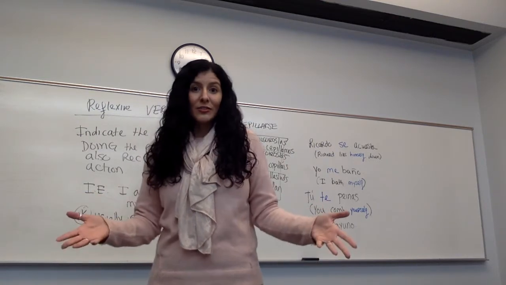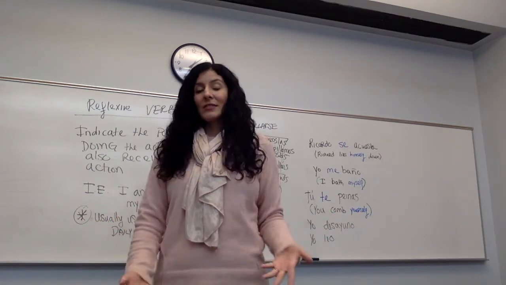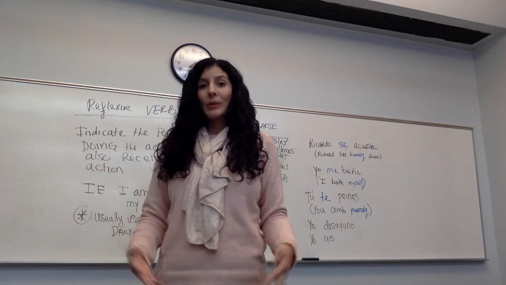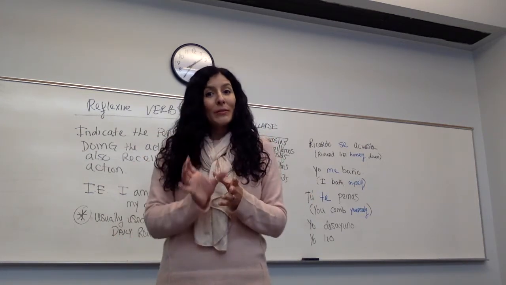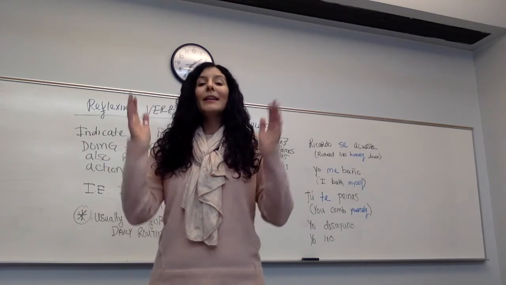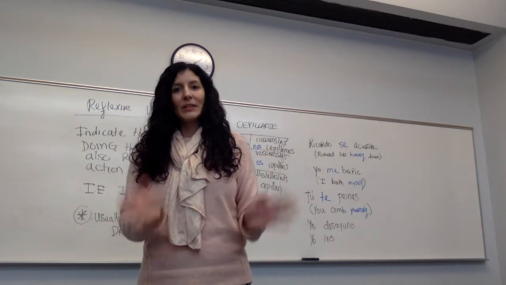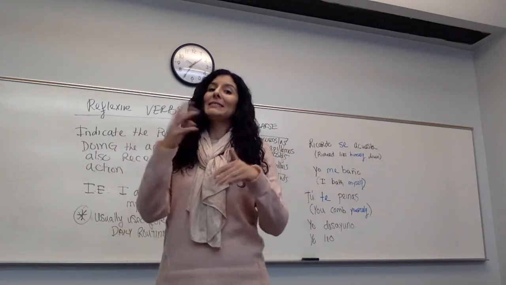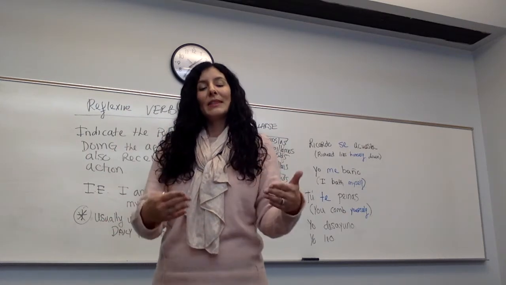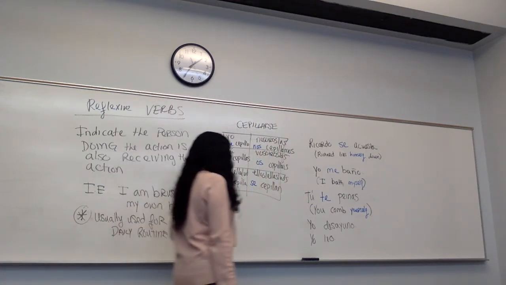They are just regular, generally. If they are a stem changer like acostarse, then they just operate as a regular stem changing verb. All we're doing is putting a pronoun, which is me, te, se, nos, os, se, in between the yo or the tú or whatever and the verb. So we're just adding an extra pronoun, and it's indicating that the person who is doing the action is also receiving the action. So I give a couple of examples over here.